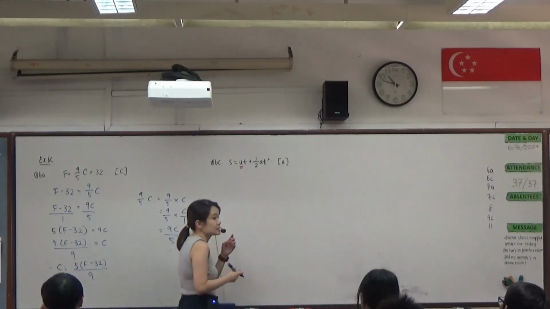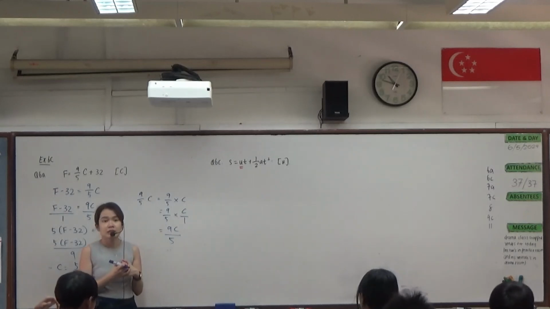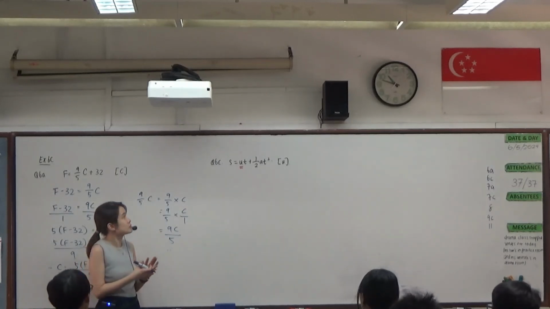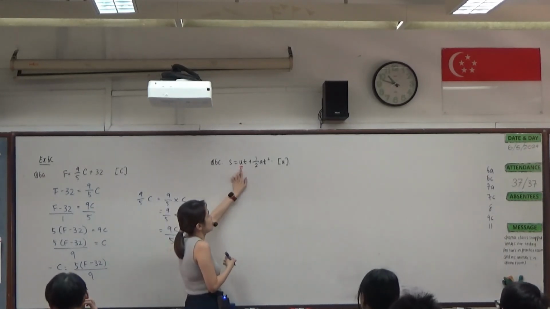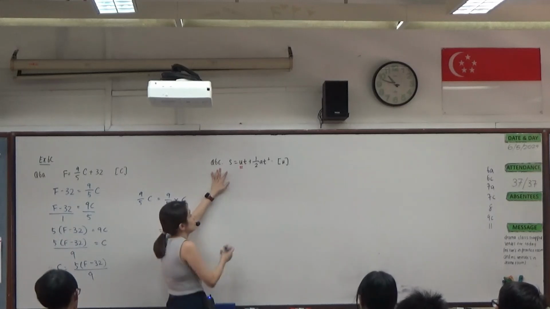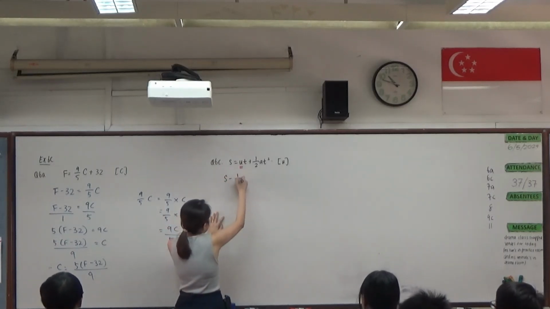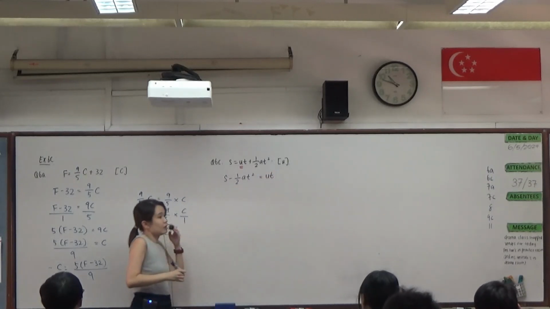Sorry? Times 2 everything. How many of you would do that, times 2 everything? I don't think it's necessary for us to times 2 lah. Okay, you can do that, but it's not necessary because our objective is u. We can bring this entire term over to the left already. Right? So I will have s minus half at squared equals to ut. Okay?